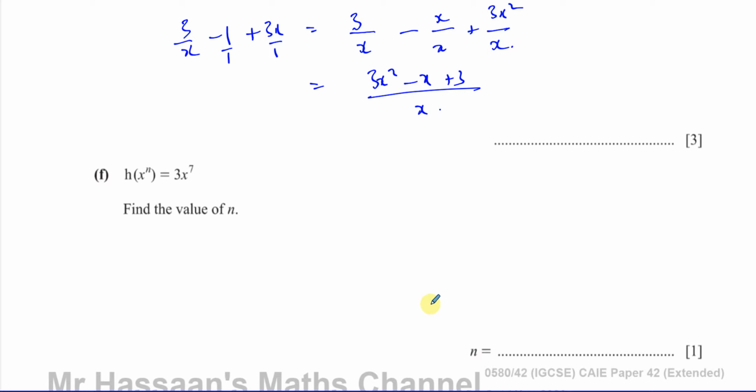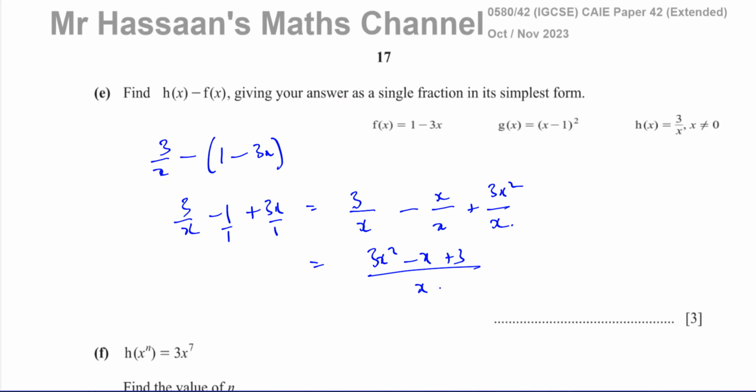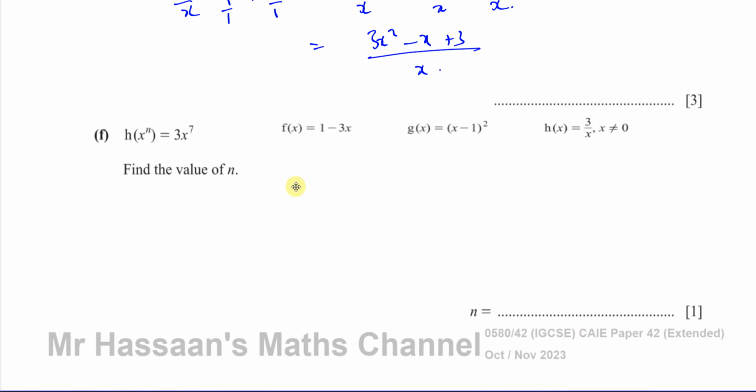All right, for the last part, let's bring this down here. This is the last part of the question. It says h of x to the power of n equals 3x to the power of 7. So what do we do? We take function h and we replace the x with x to the power of n. So 3 over x to the power of n equals 3x to the power of 7. So if you rewrite this in this form, you can say 3x to the power of minus n equals 3x to the power of 7.